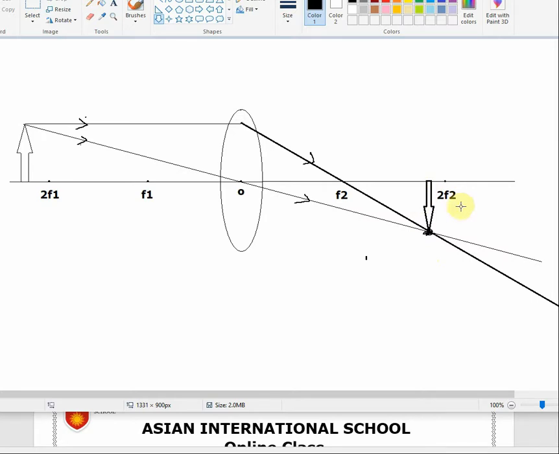So the characteristics of the image: clearly it's a real image, it's inverted, and if you check the size, the size of this image will be smaller than the object. Clearly it is smaller than the object. And the distance from the object to the optical center is also more than the distance of the image to the optical center. Okay, so that's how this drawing will be done. Now let's check the third one.